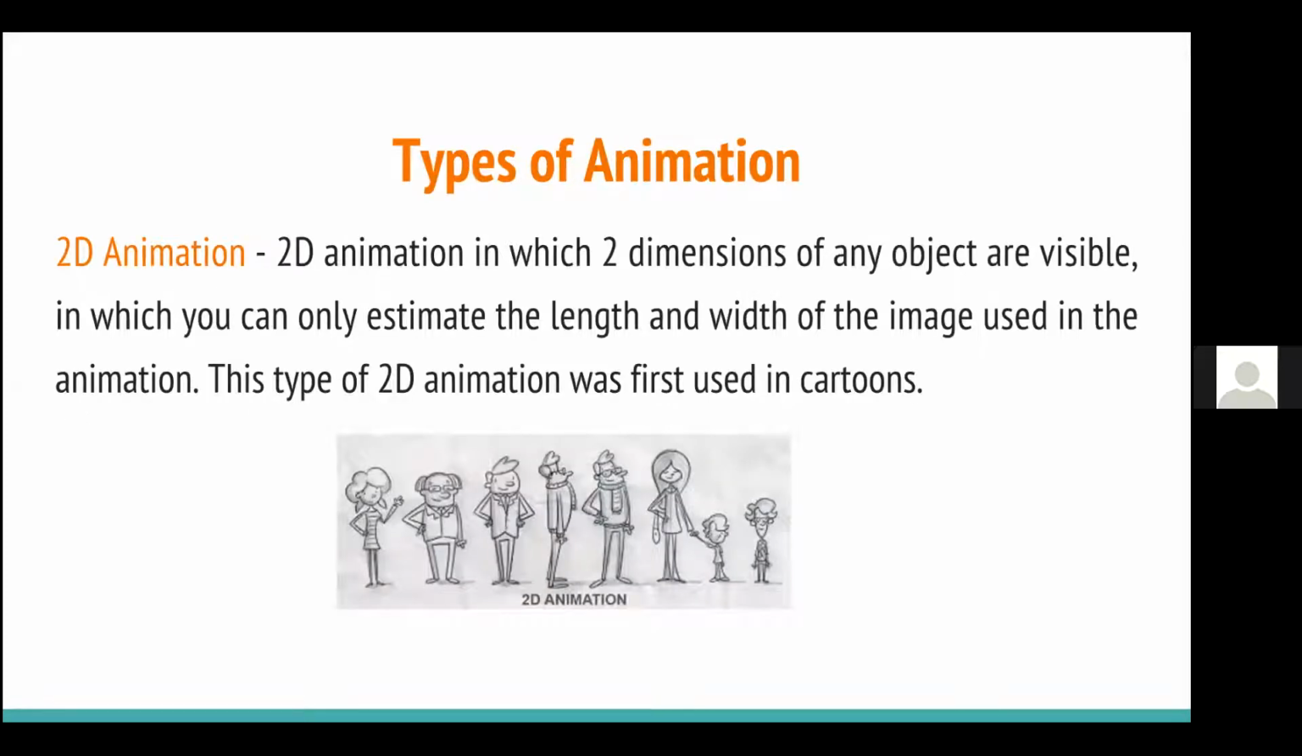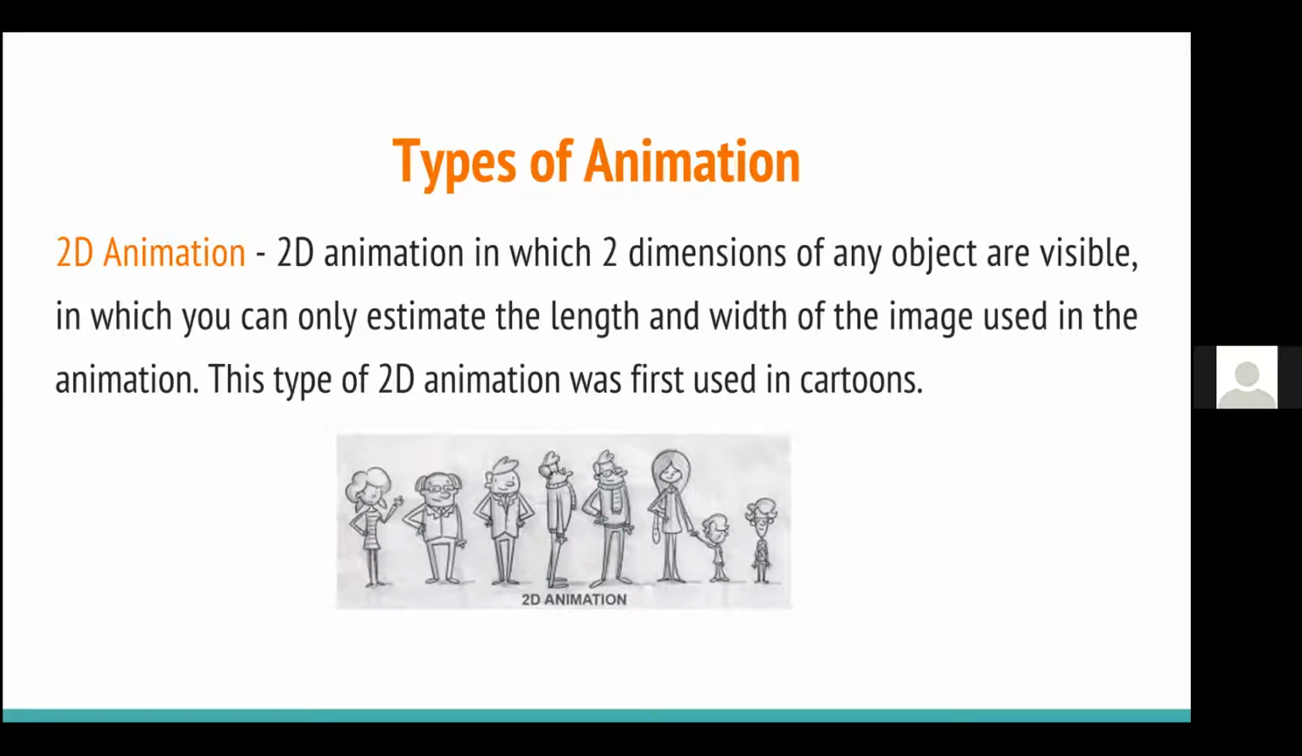So what is the type? What are the different types of animation? We all know there are 2D and 3D. We must have heard about it. 2D animation. So what is 2D animation? In 2D animation, two dimensions of any object are visible, in which we can see only the length and width of that particular image used in animation.